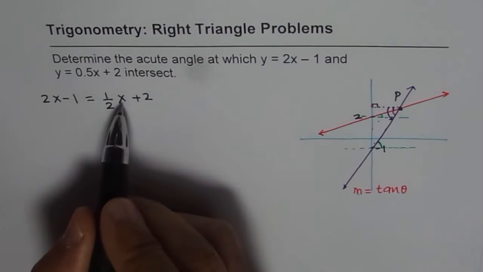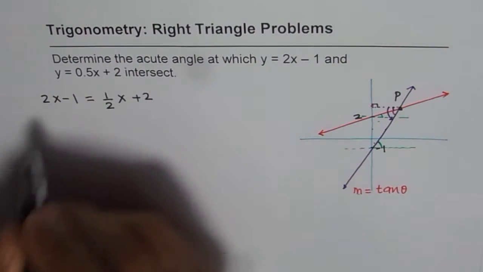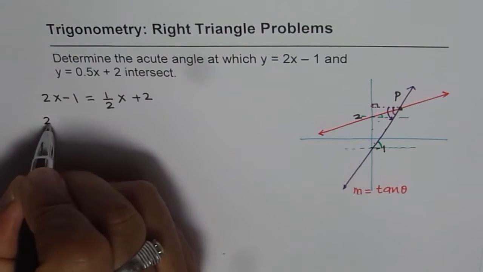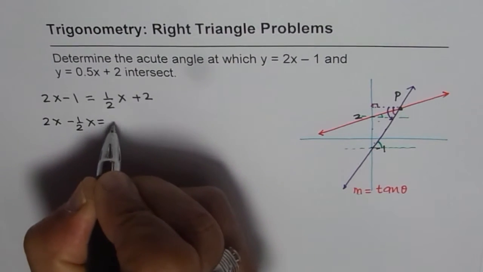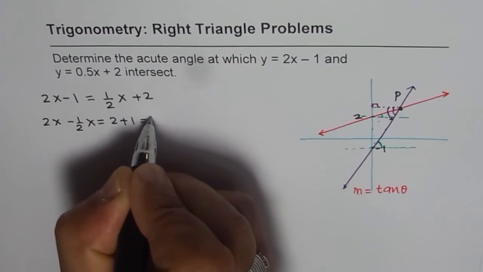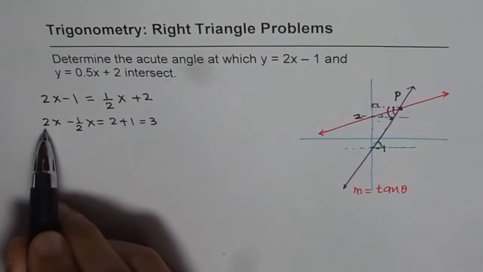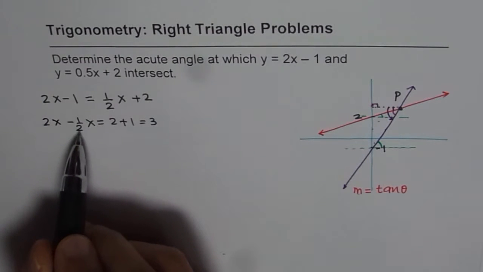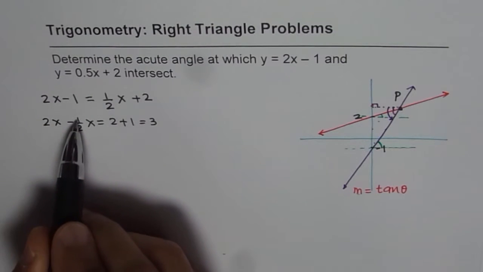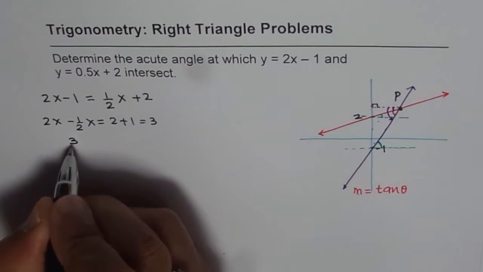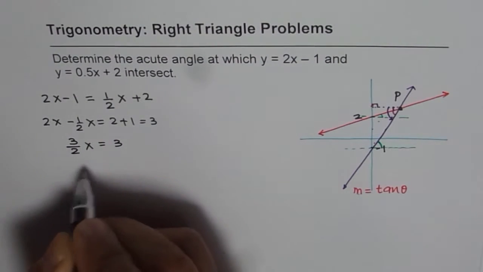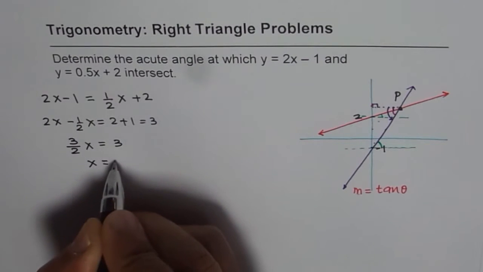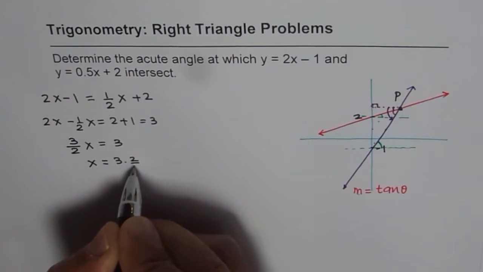From here we can find what x is. Let me take this to the left side. So we have 2x minus half x, and I'm taking 1 to the right side, 2 plus 1, which is indeed 3. Now 2x minus half x is 4 minus 1 over 2, which is 3 over 2 x. So we have 3 over 2 x equals 3, or x is equal to 3 times 2 over 3, and that gives us the x value of 2.